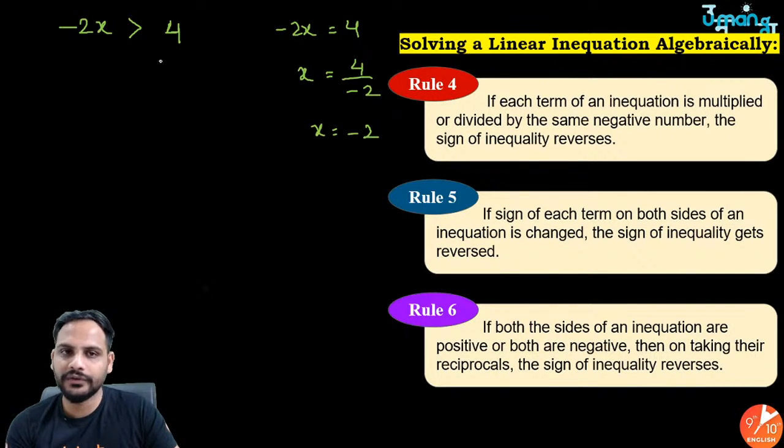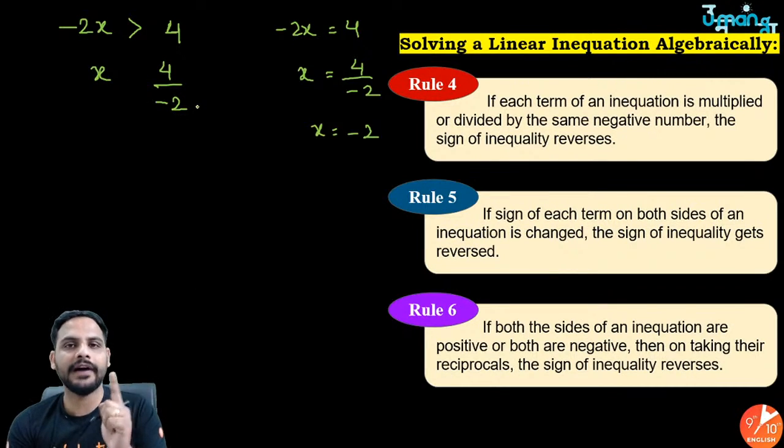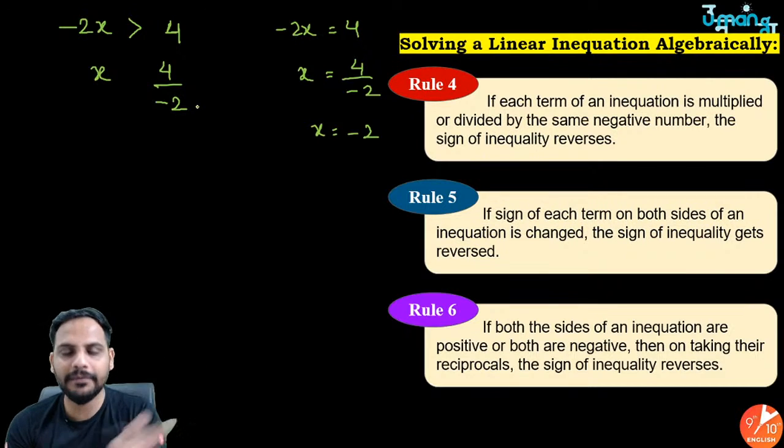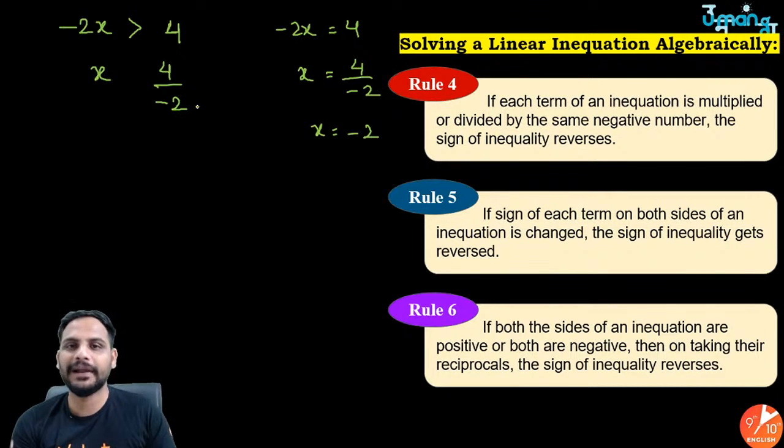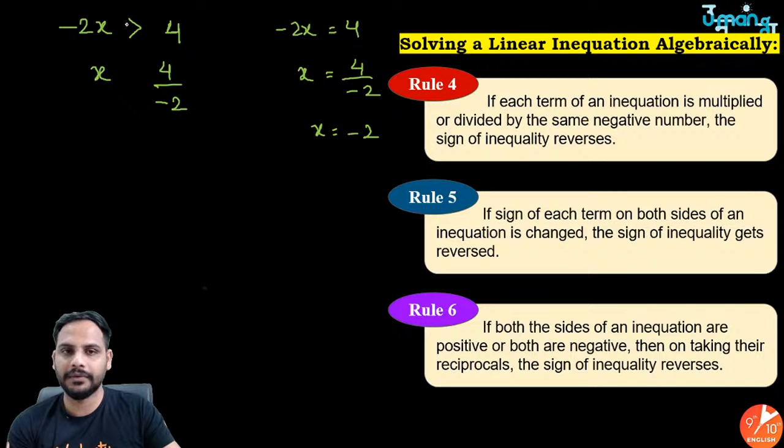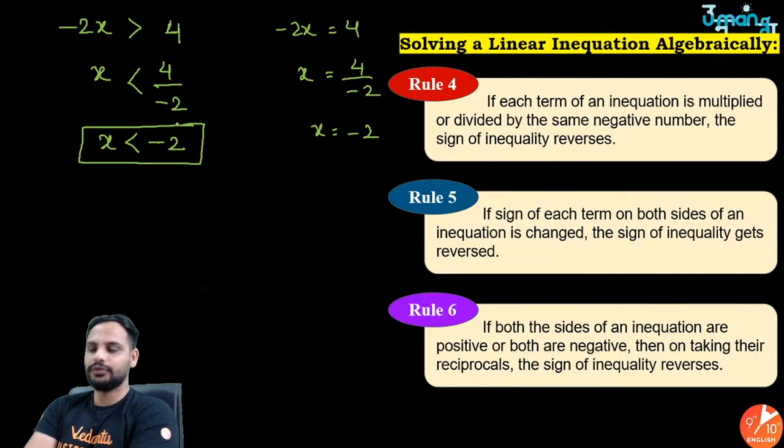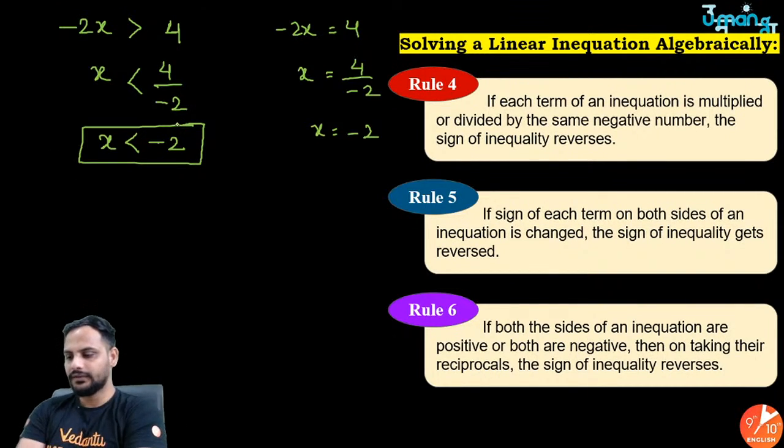Same thing, minus 2 also here will go in division, and here it will be 4 upon minus 2. But remember, if you divide by a negative number, or if you multiply by a negative number, the sign of inequality will change. So earlier it was in this way, now it will be in this way. Got it? So now it will become x is less than minus 2. This is how you will remember this thing.